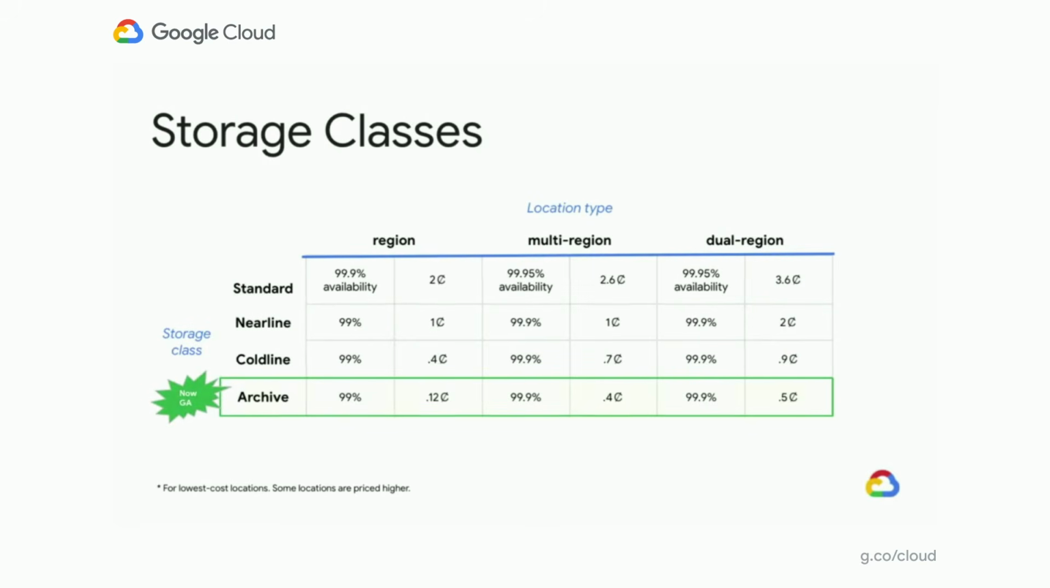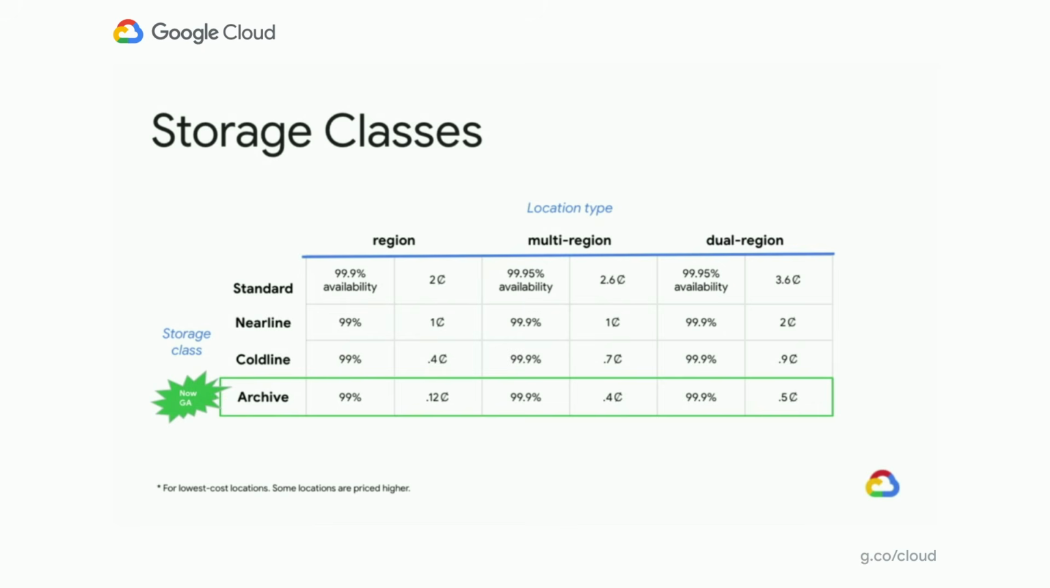So once you've picked a particular location type, the next choice has to do with your default storage class. In reality, you can have objects that are in all of your storage classes. So you can start out in standard and also have colder data that is in nearline, coldline, or archive.